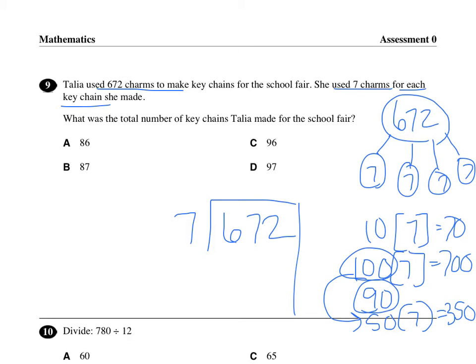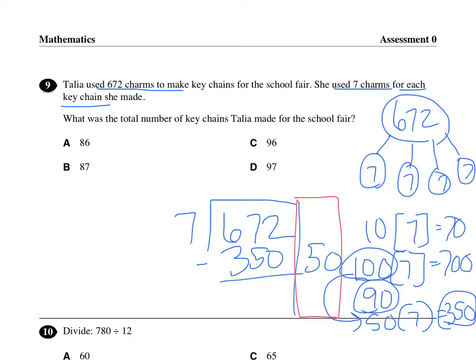And starting there, remember the groups go on the outside. The total charms used in 50 groups with 7 in each group is 350. And then here they'd subtract. They're going to keep adding equal groups out here on the side until they've gotten below 7 charms, and they can figure it out.